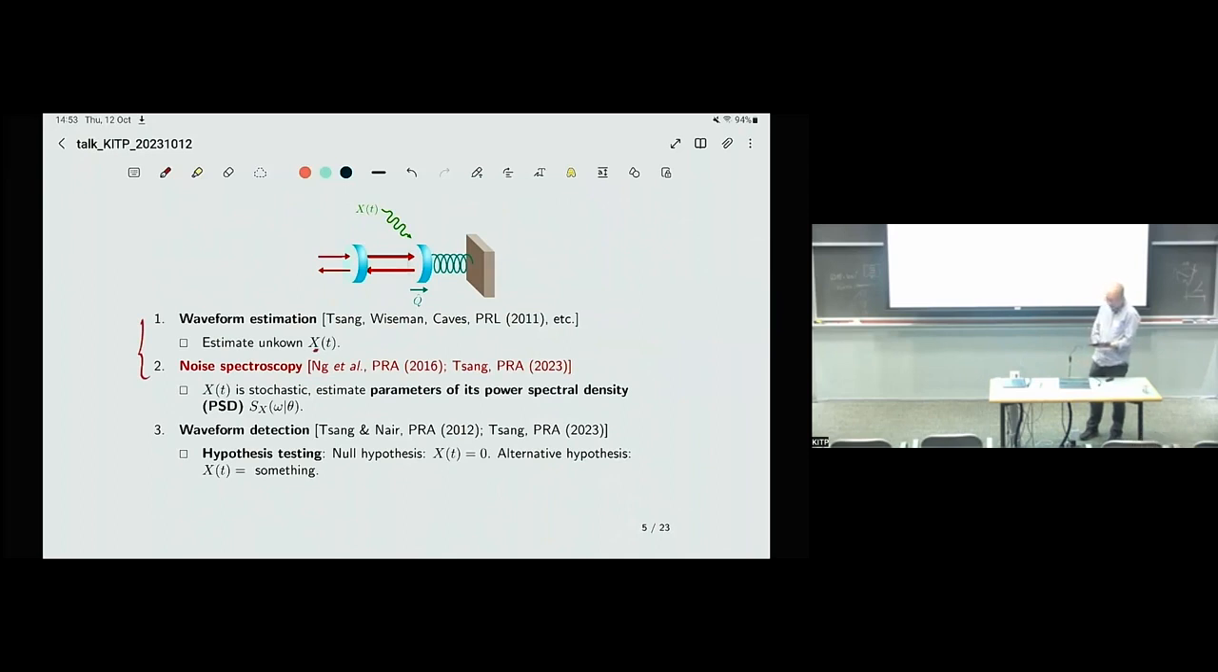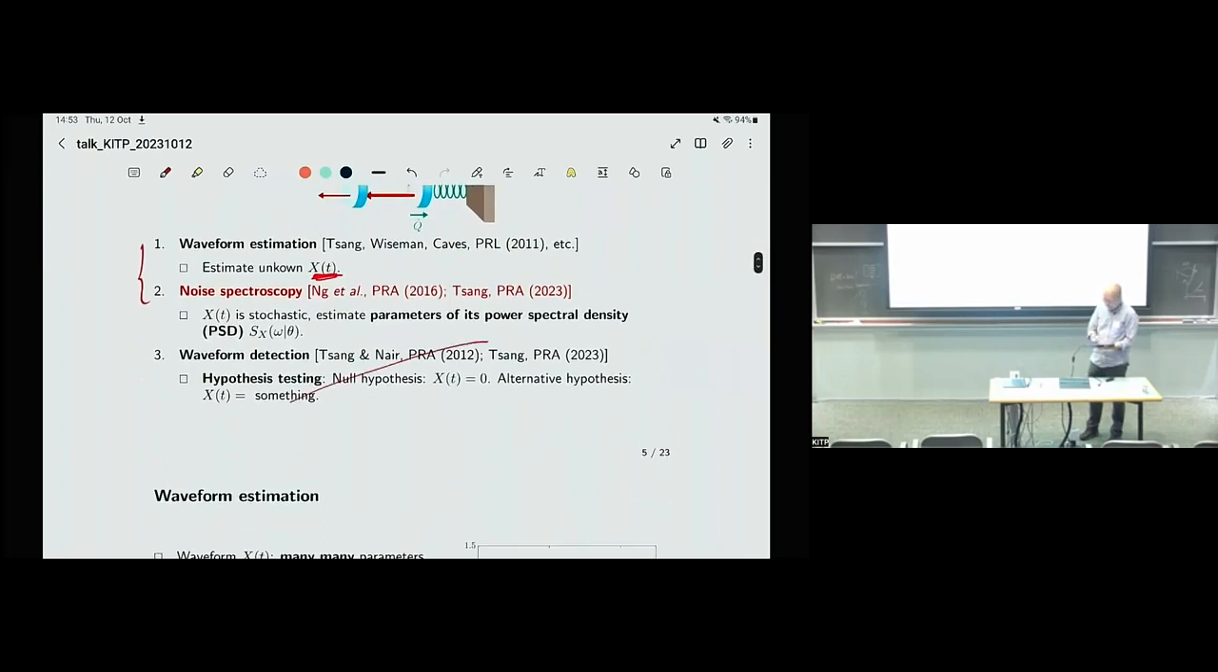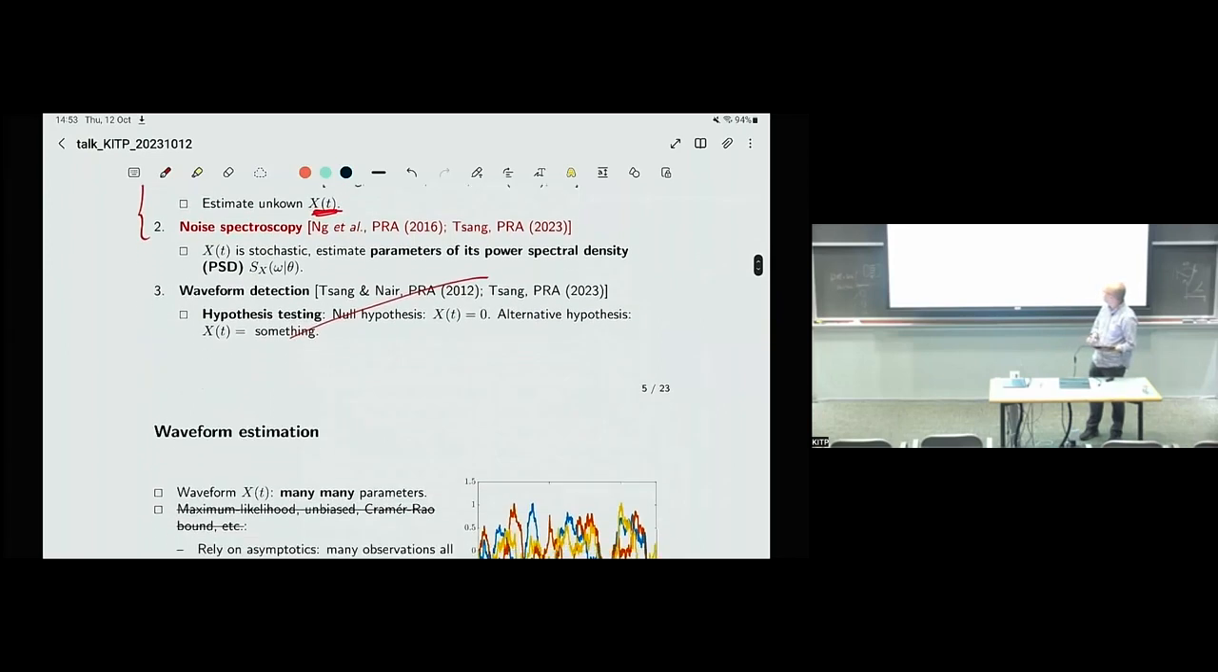Estimating the unknown waveform, and also estimating some parameters of the power spectral density, assuming that this waveform is a stationary stochastic process. Okay, so I'm going to focus on these two problems. I'm just going to skip problem three.